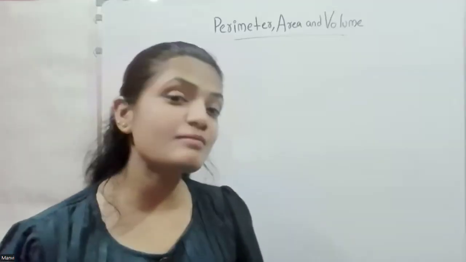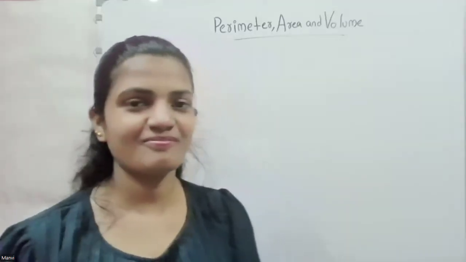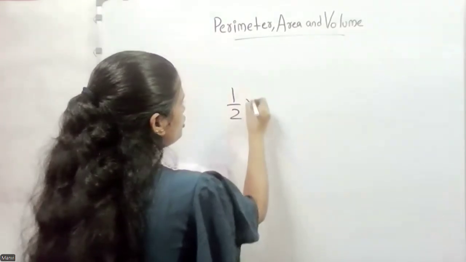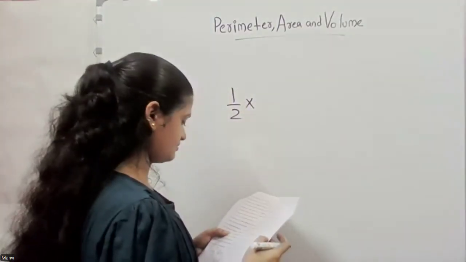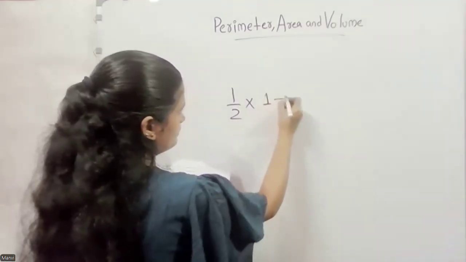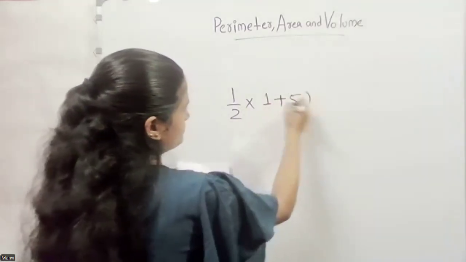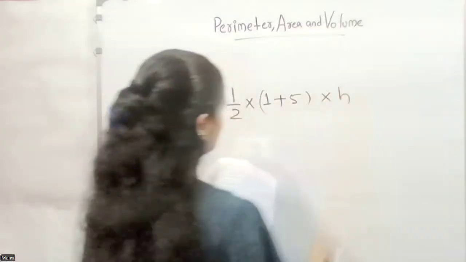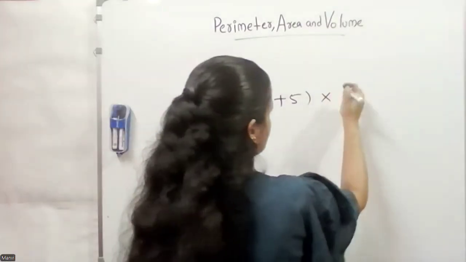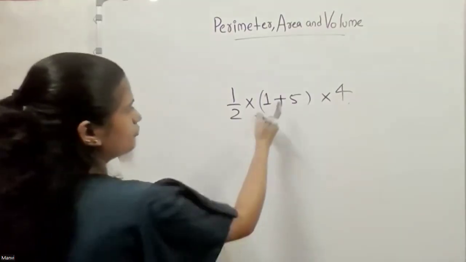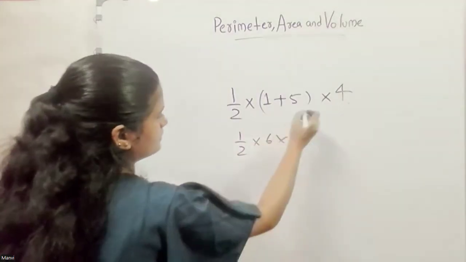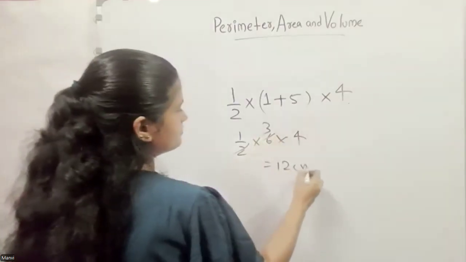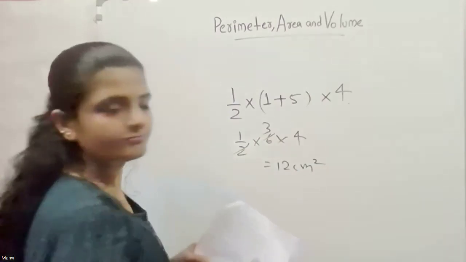I think I need help. Tell me the formula, please. First is half, then top, which is 1, plus bottom, which is 5. And then times with height, which is 4. Now, 5 plus 1 is 6. This is 4. This goes with 3. 12. Answer will be 12. As simple as that.